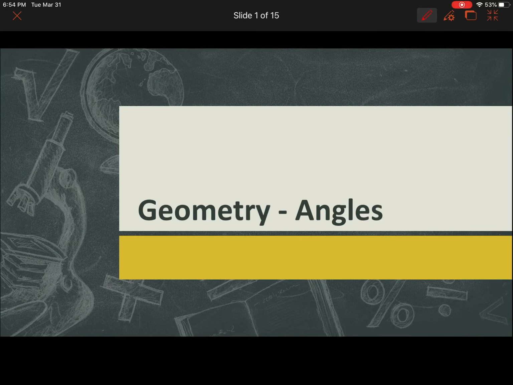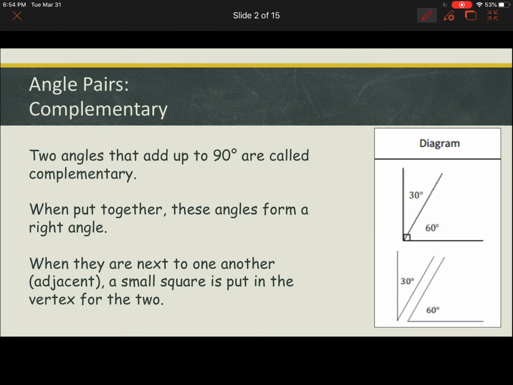For today's lesson, we're going to learn about how to calculate angles. But first, we have to go over some background. You already learned about complementary angles. These are angles that add up to 90 degrees. When you put them together, they form a right angle.